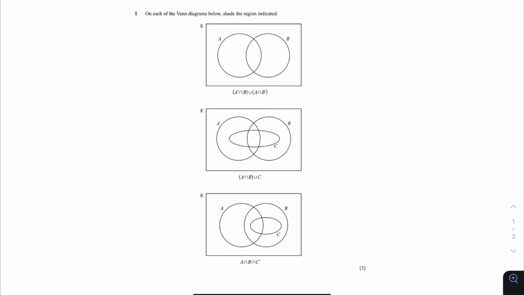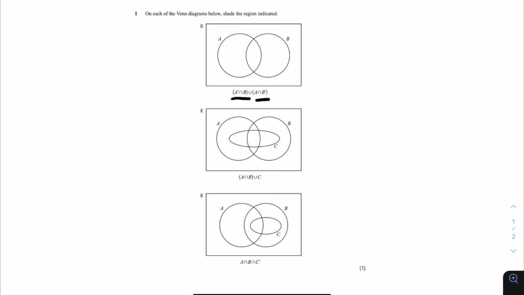It's only 3 marks, but I think it's worth still brushing up on the skill because sometimes it can be a little confusing. So we have to shade the region A prime intersection B, and then the union of that with A intersection B prime. So first thing we have to do is identify each of these 2 parts here.